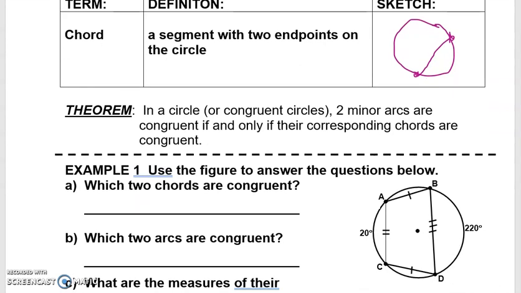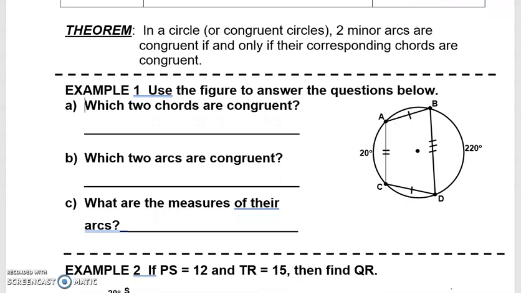So let's look at a new theorem. In a circle or congruent circles, two minor arcs are congruent if and only if their corresponding chords are congruent. So example 1, use the figure to answer the questions below. Which two chords are congruent?